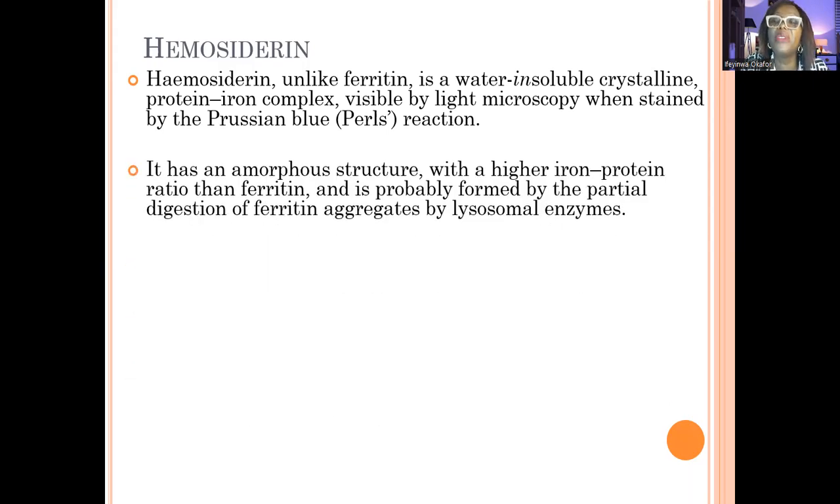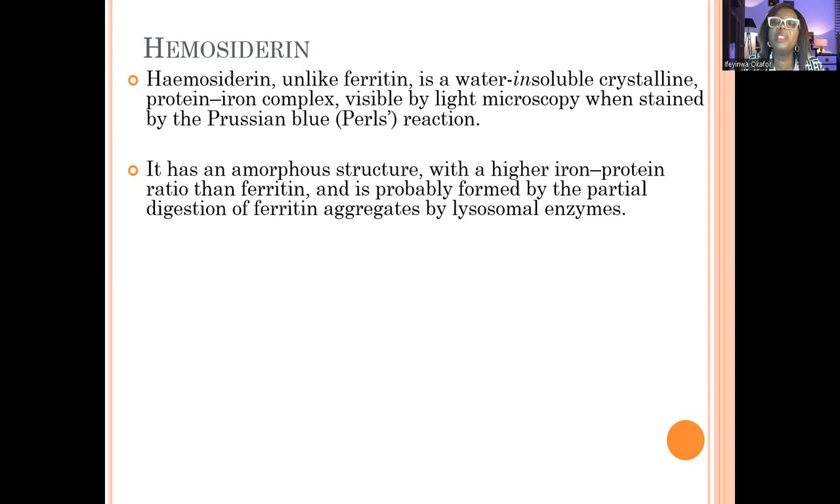We have another form of storage iron, which is hemosiderin, but the bulk of iron is stored as ferritin in our system, and that is why serum ferritin in an individual correlates well with the total body iron store of that individual. So if I want to assess the iron status of an individual, one of the tests I can do is what we call serum ferritin, to estimate serum ferritin.